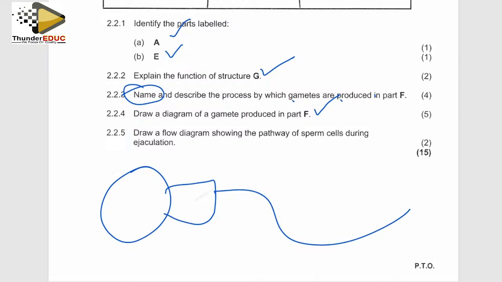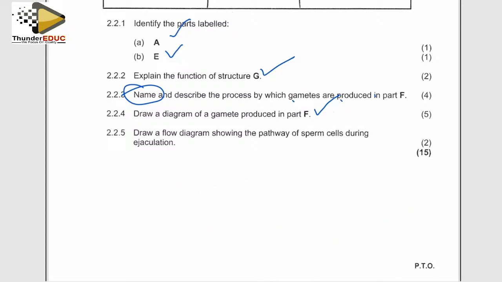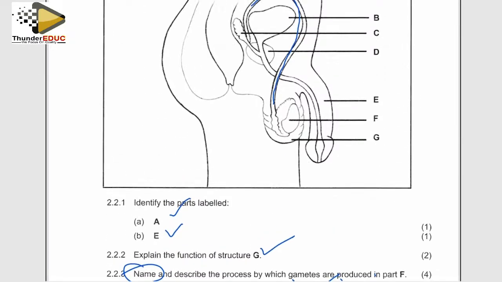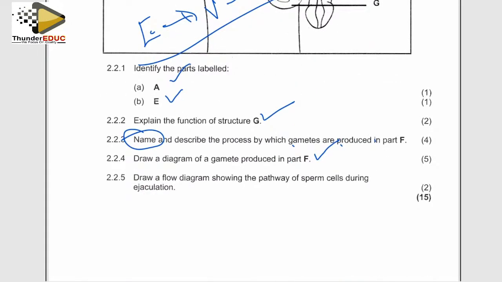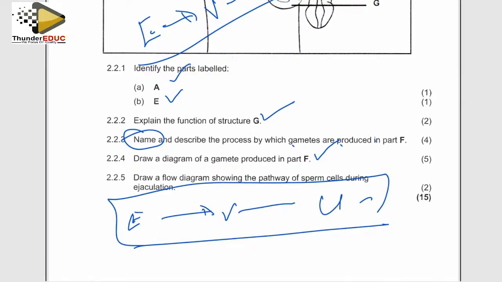Then draw the flow diagram to show the path of the sperm cell during ejaculation. When they say draw a flow diagram, basically there is nothing you're going to draw there. It's just asking you to do the writing. Okay, let me show you. It means that you start from the epididymis, you go to the vas deferens, then you go to the urethra. So that's what they are looking at, showing the arrows in that direction. Simple.